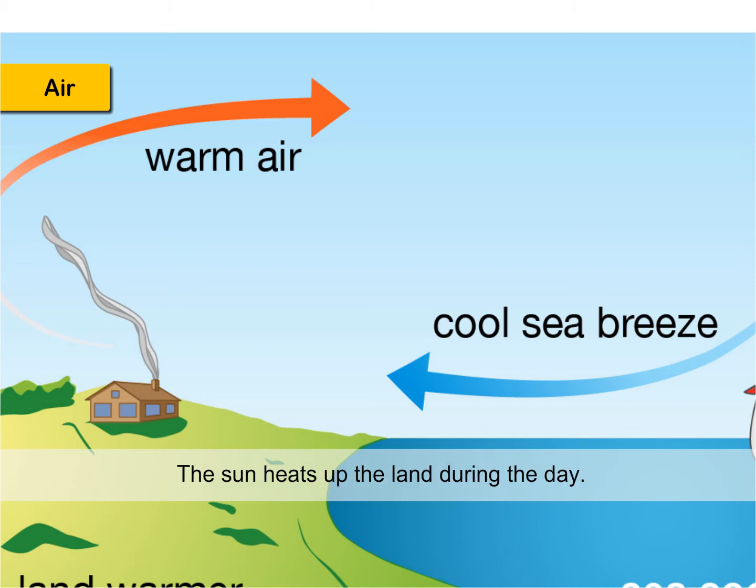The sun heats up the land during the day. The air above the land gets heated up. The warm air rises up from the land. The air above the water is cooler. The hot air rises and cooler air flows in to take its place. This is called sea breeze. A sea breeze is a wind from the sea that develops over land near coasts.